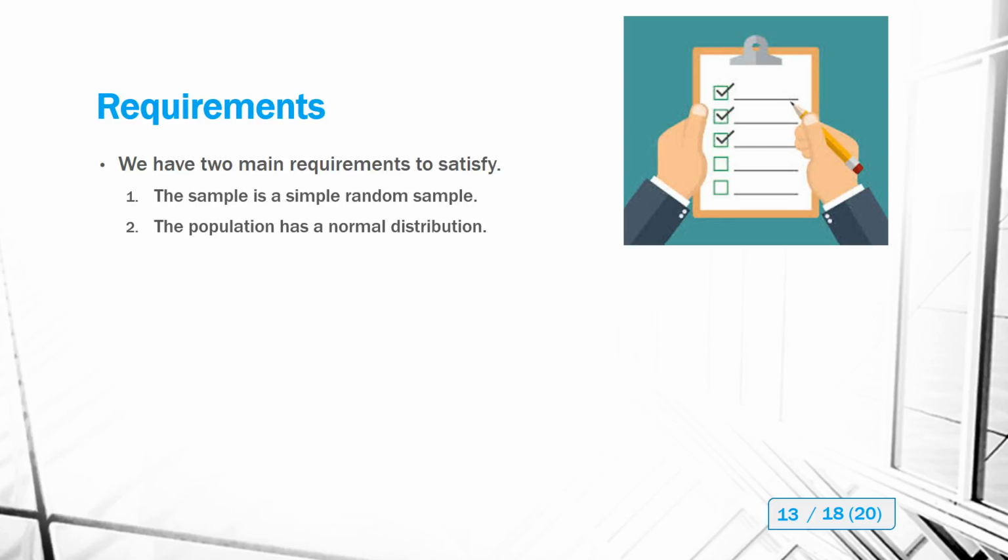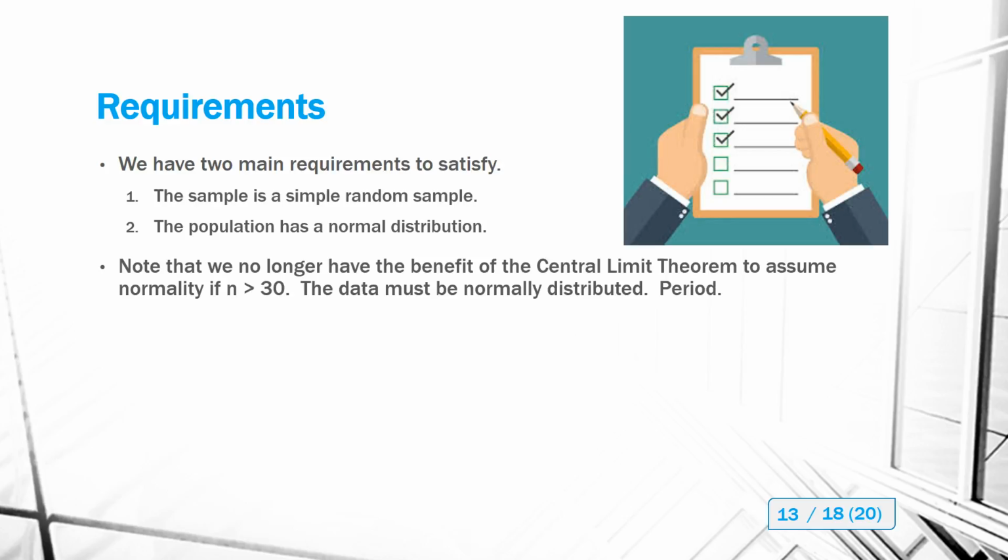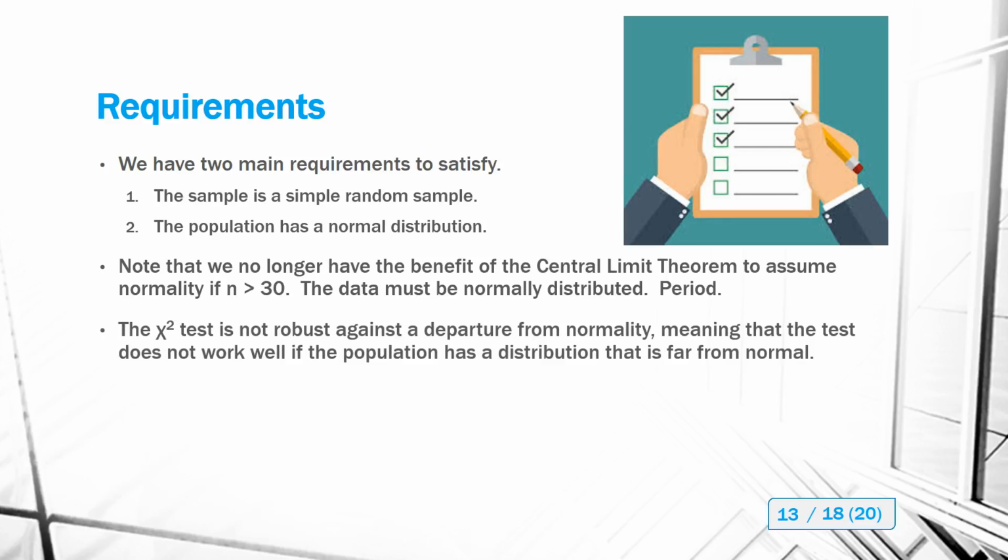It's strictly normal distribution. So we don't have the central limit theorem anymore that allows us to assume that we have a normal distribution with a larger sample size. The data must be normally distributed, period. Now, the reason for that is that the chi-square test is not really robust against a departure from normality. Again, because the distribution itself is skewed.